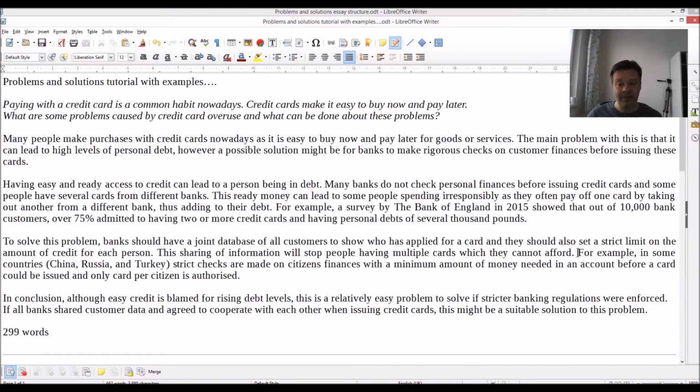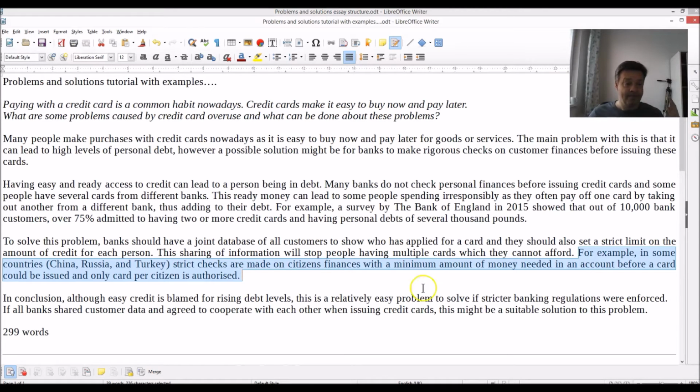Now an example. For example, in some countries, China, Russia and Turkey, strict checks are made on citizens' finances with a minimum amount of money needed in an account before the card could be issued, and only 1 card per citizen is authorised. Now, I've got no idea if that's true or not, but it sounds plausible. That's all that matters. The examiner is not going to go and Google, is this true? No, he or she isn't, because they don't care. It's not important. So, as long as it's plausible, that's it.